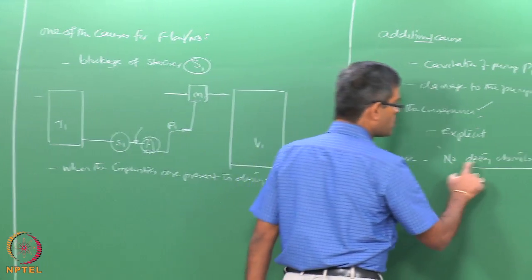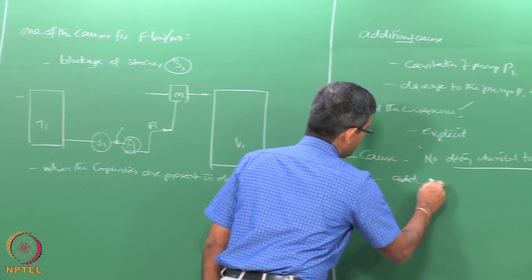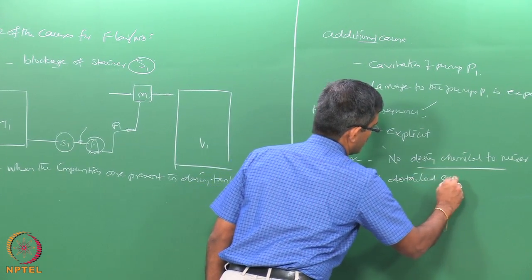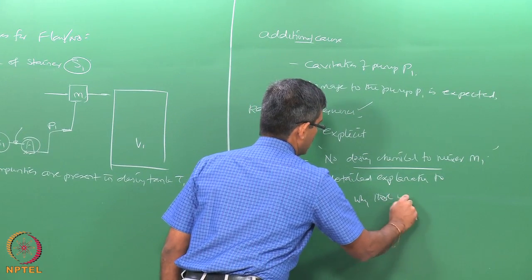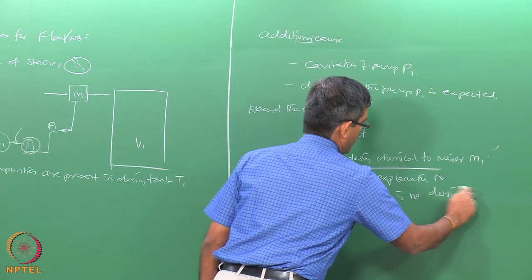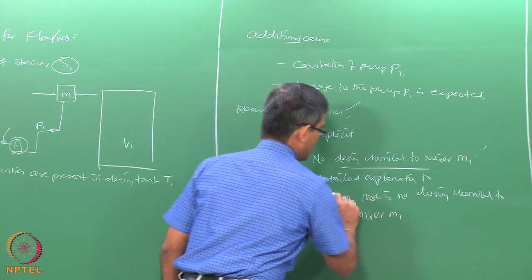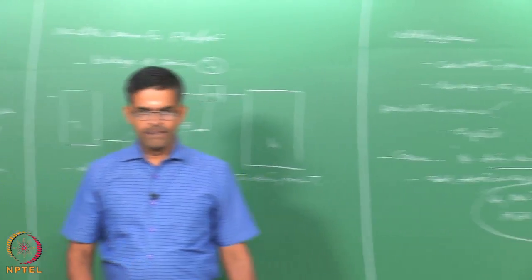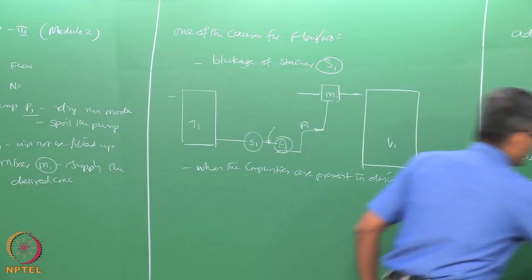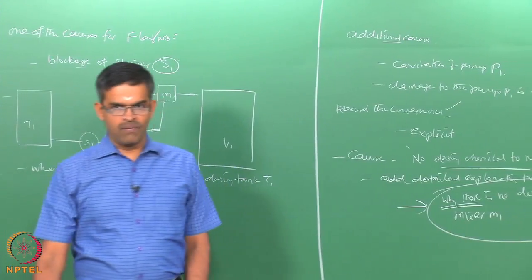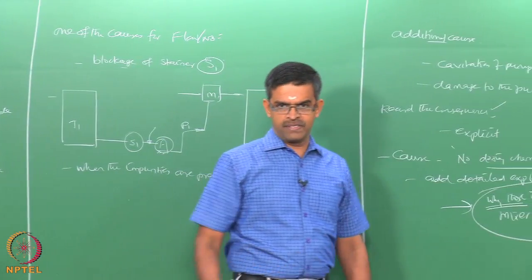So, instead of writing no dosing chemical to the mixture M1, it is better to add detailed explanation of why there is no dosing chemical. So, instead of stating that there is no dosing chemical to mixture M1, always try to add elaborately the reason why there is no dosing chemical to mixture M1. Okay? When you record the consequences, always be explicit.